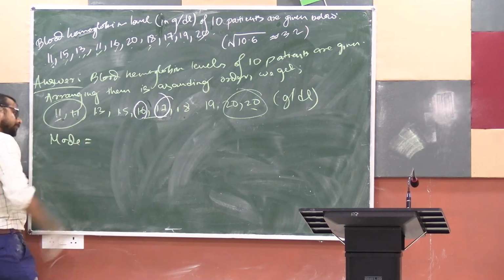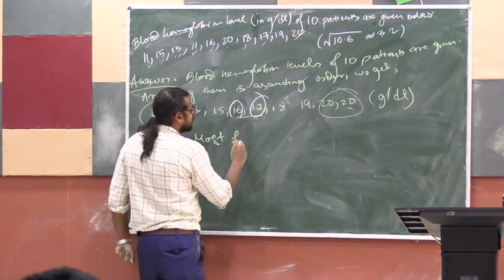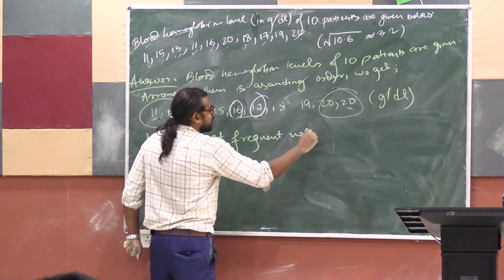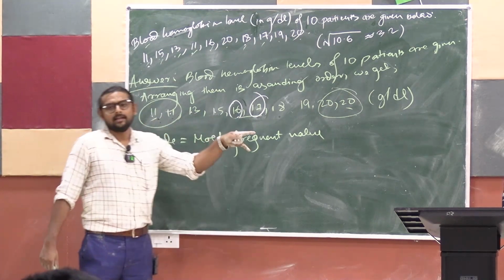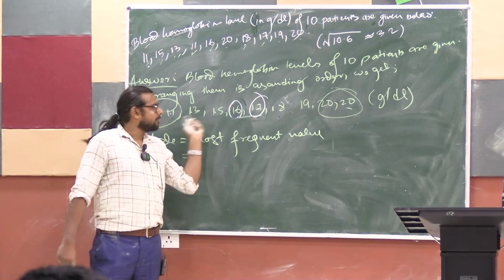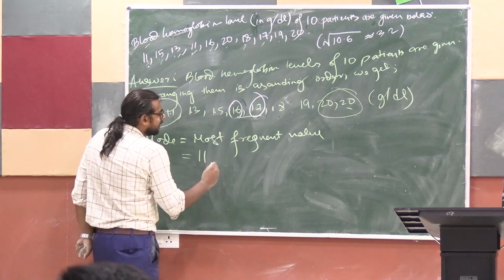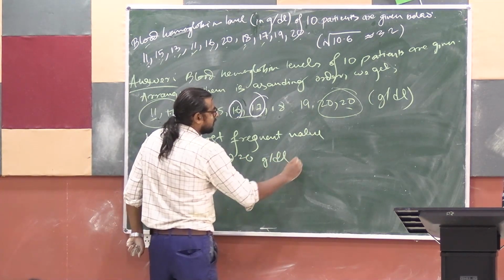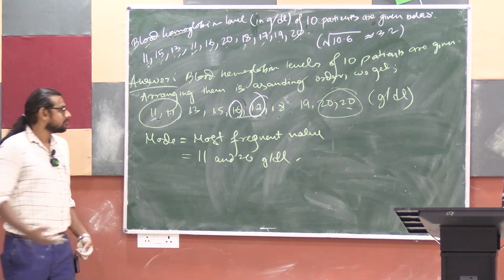Mode, you just write most frequent value. What are the most frequent values? 11 and 20. Both of them appear twice. All the rest of them appear once. So the most frequent values are 11 and 20 gram per dl. Okay. That's it.